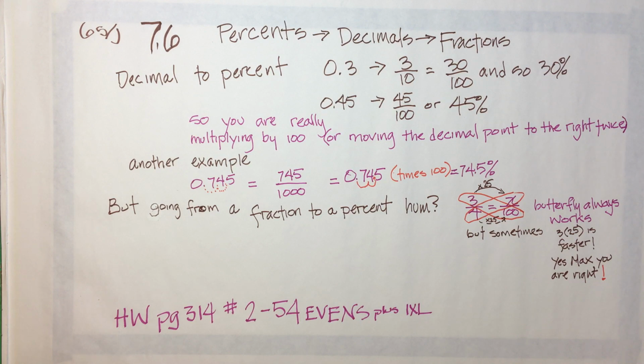We are starting section 7.6 called percents, decimals, and fractions. The first thing we're going to talk about is going from decimal to fraction. And here's an example.